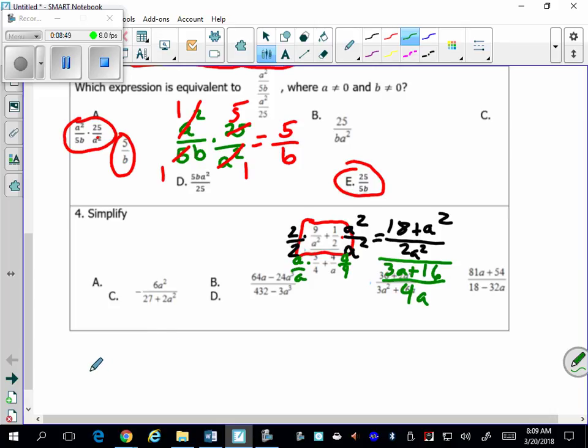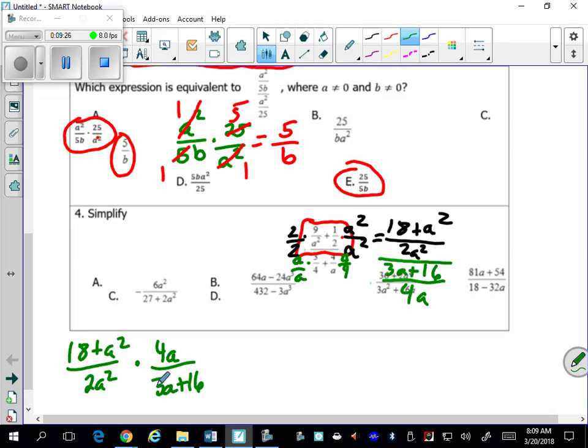So now we have a fraction divided by another fraction. So now we can do keep it, change it to multiplication, flip it. So we have 18 plus a squared over 2a squared. Change it to multiplication, and 4a, move denominator to numerator, numerator to denominator. Any binomial can simplify with a binomial, but they have to be exactly the same. So 18 plus a squared, 3a plus 16, can't simplify. There's no greatest common factor in either one to take out either, so there's nothing there to simplify.